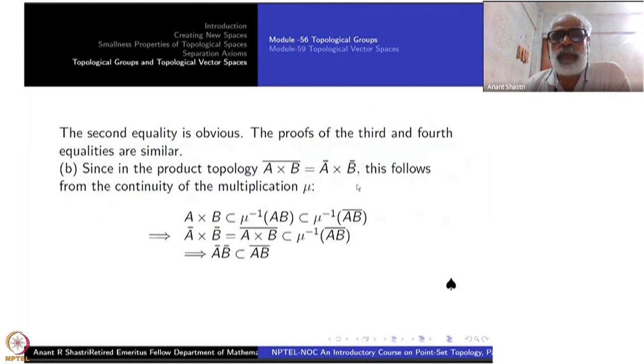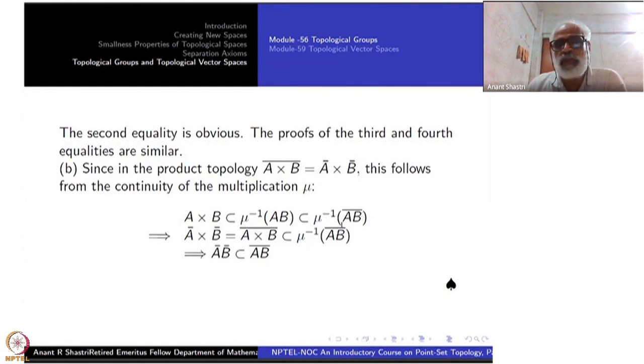Now, all that I have to use is the continuity of the multiplication. That's all. The map mu from G cross G to G, (x, y) going to x times y. So how? Let us see. A cross B is obviously contained inside mu inverse of AB, because mu of A cross B is nothing but AB. If you take the inverse, A cross B will be contained in mu inverse of AB. All right? But AB is a smaller subset than AB bar. So this is contained in the mu inverse of AB bar.